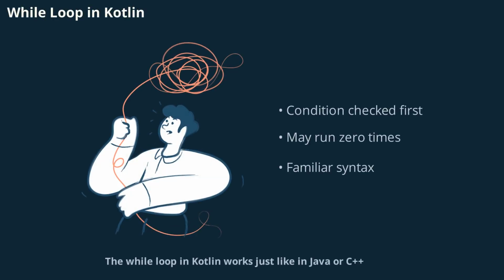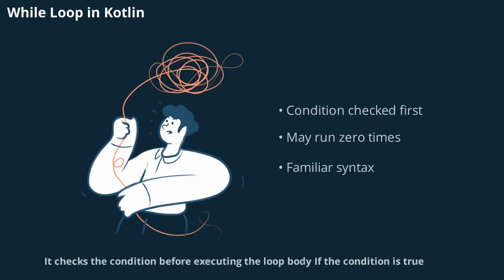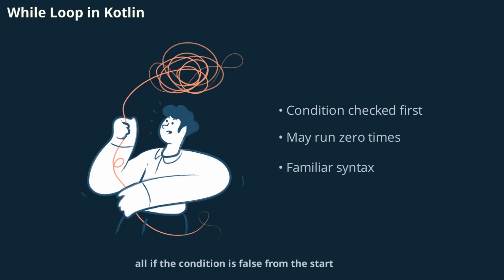The while loop in Kotlin works just like in Java or C++. It checks the condition before executing the loop body. If the condition is true, the body runs. If not, the loop exits. This means the loop might not run at all if the condition is false from the start. It's perfect for situations where you need to repeat an action as long as a certain condition holds true.